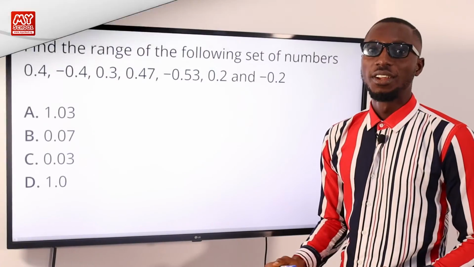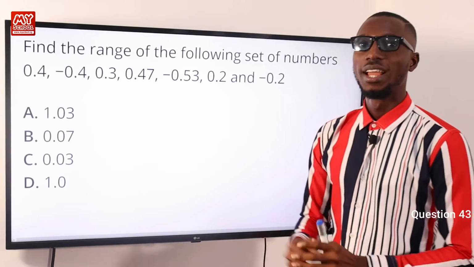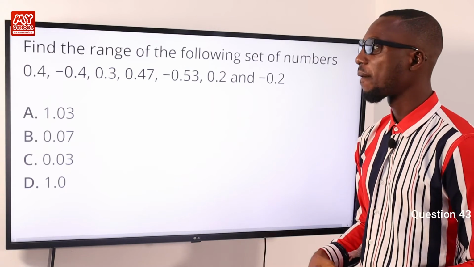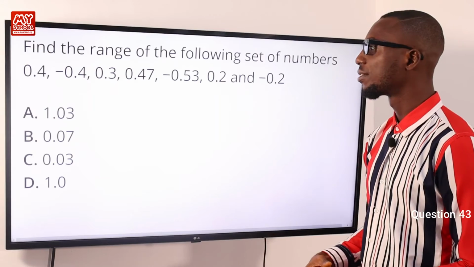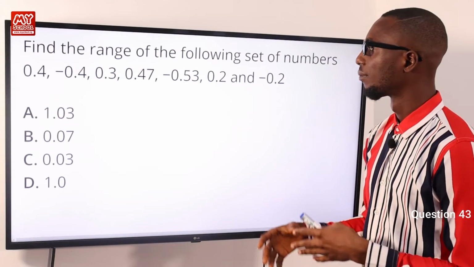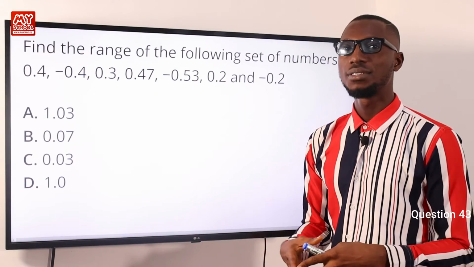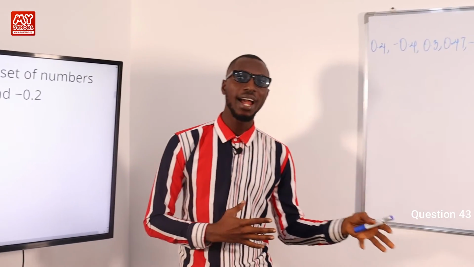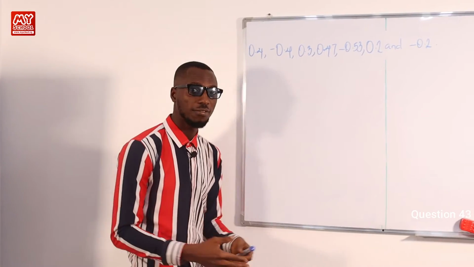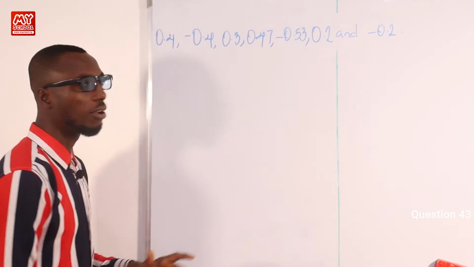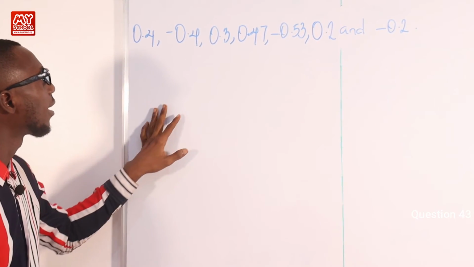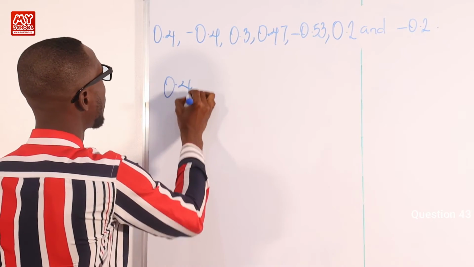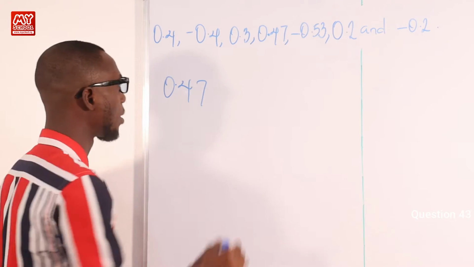Question 43. Find the range of the following set of numbers: 0.4, minus 0.4, 0.3, 0.47, minus 0.53, 0.2, and minus 0.2. So recall that range is just the difference between the highest number and the lowest number, the lowest value. If we look through all of these that we have here, the highest is 0.47. Remember, we say range is highest minus lowest.